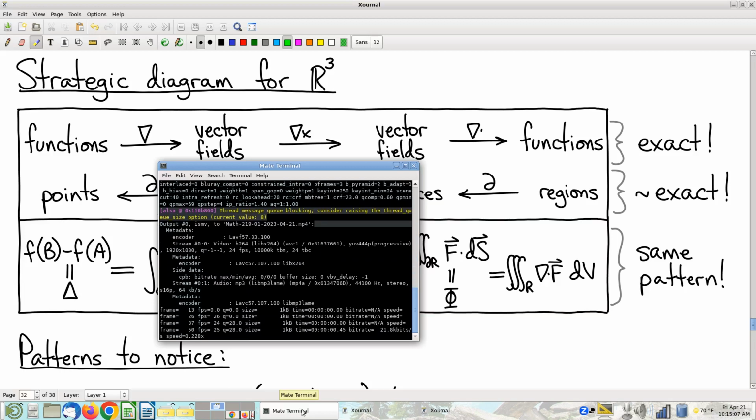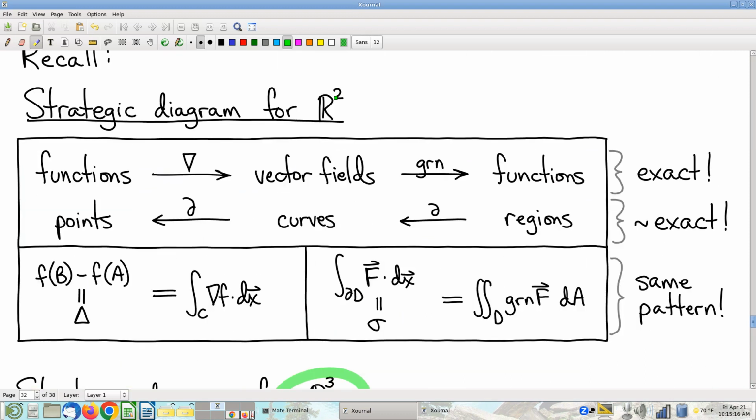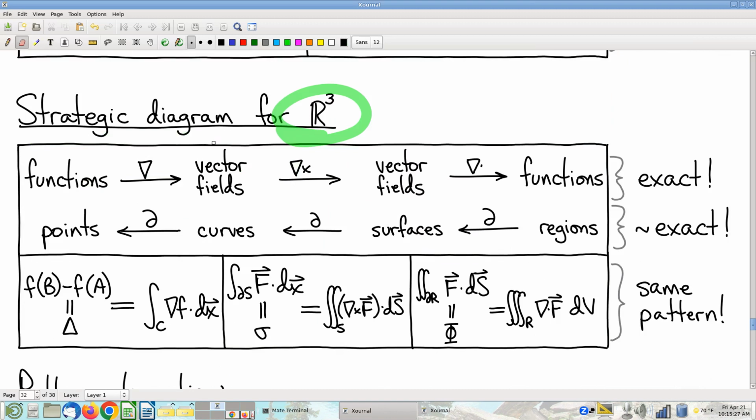Okay, so here's where we were last time. We were looking at the strategic diagram for R3. Do make sure to notice that there's a totally different diagram here for R3 compared to R2, where there's a lot of similar ideas, but the geometry of R2 is just importantly different from R3 in certain ways. So we really have to have a whole new diagram.